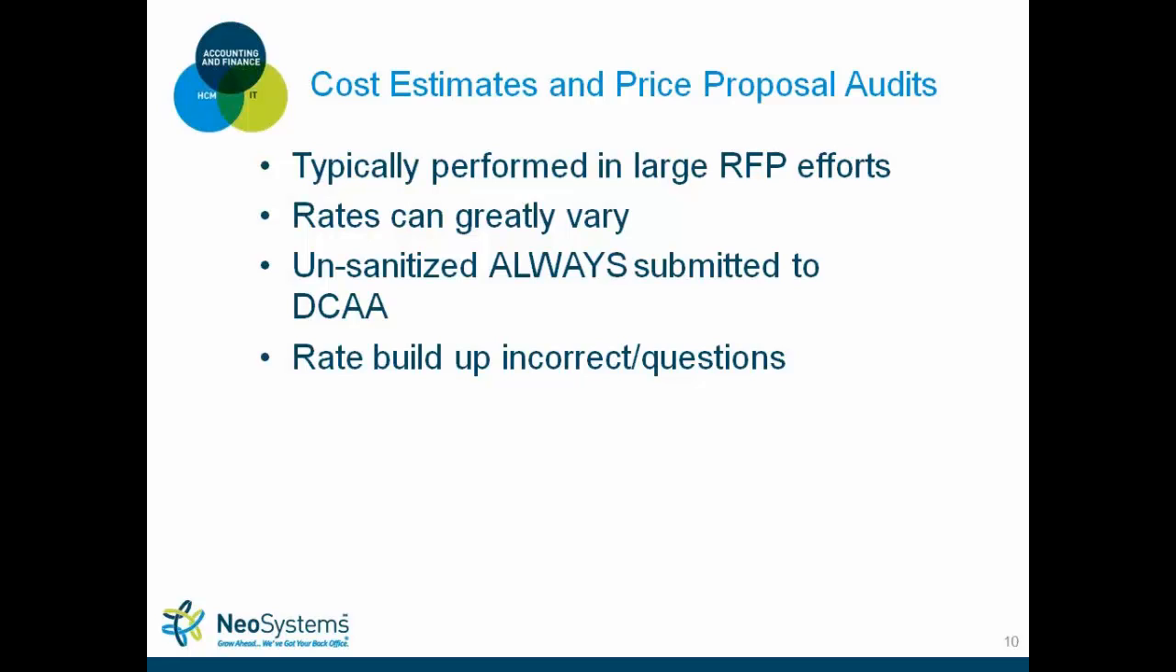So DCAA reviews that. If everything looks good, then they're going to go ahead and accept it. They're going to let the prime know that, okay, they agree with your cost buildup. If there are problems with it, then that's when you're going to get contacted by DCAA, and they're actually going to ask you questions and provide more supporting documentation.